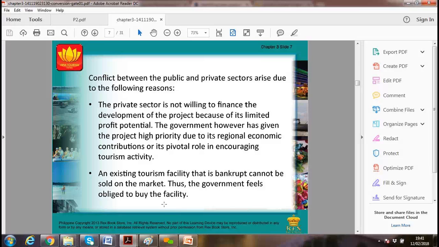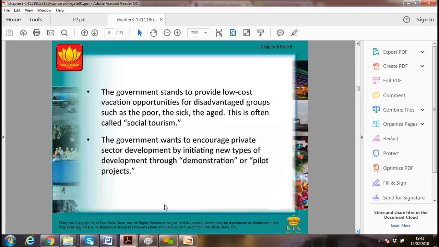So we need to look around at existing tourism facilities. Bankrupt ones cannot be sold on the market, so we need to look at how the banks can be funded. The government stands to provide lower costs, so lower cost locations are an opportunity for disadvantaged groups such as the poor, the sick or the aged. So we need to look around at different age groups, like pensioners, who can travel with free entry.